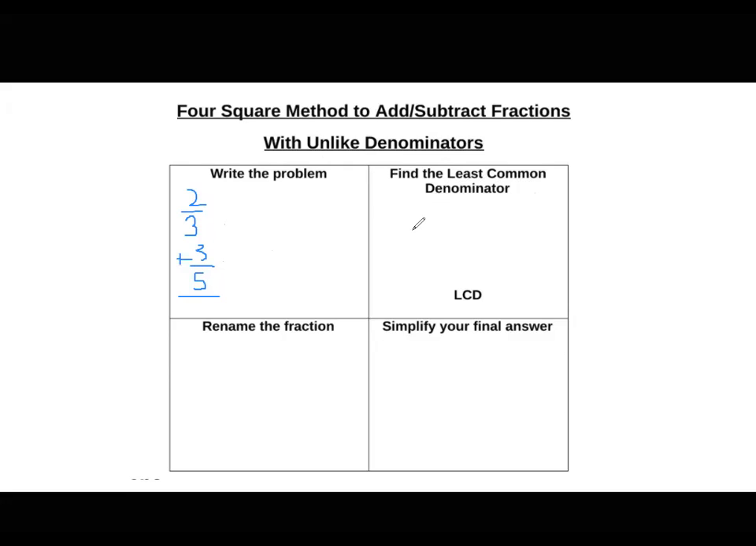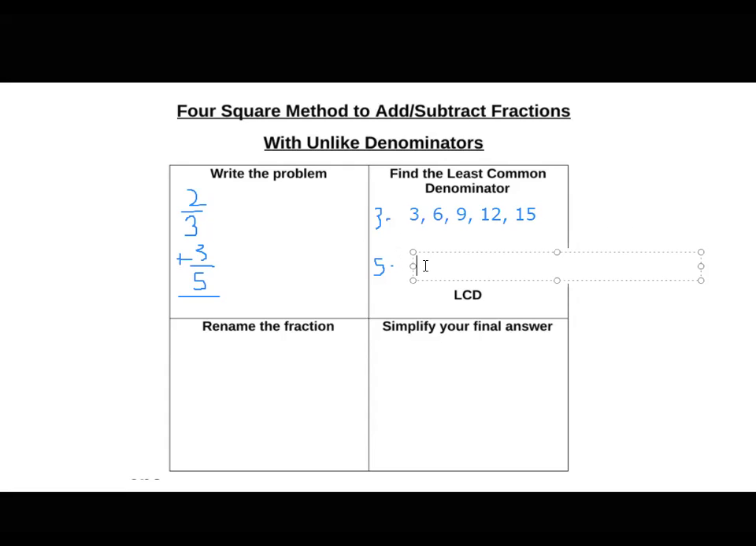Like we said before, when we find the least common denominator, we're going to write our denominators and we're going to need to find a common multiple. So we want to find the multiples of 3. Our multiples of 3 are what? Yep, 3, 6, 9, 12, 15. And you can list the first 5 or 6 multiples of each number, and then if you need to, you can always extend and add more multiples.